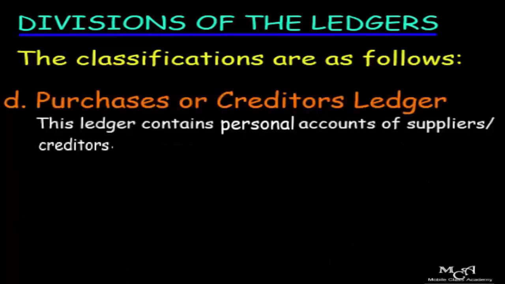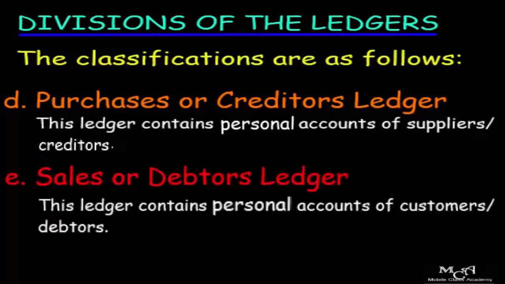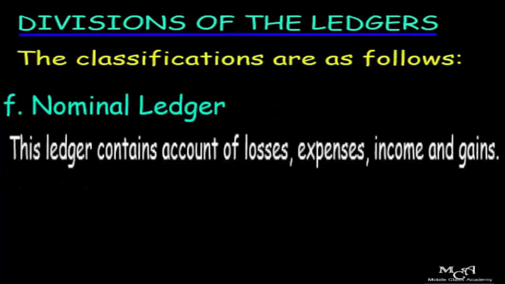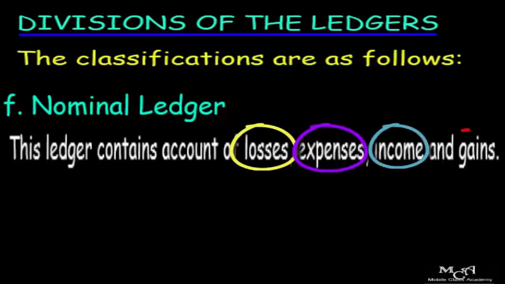D. We look at purchases or creditors' ledger. This ledger contains personal accounts of suppliers or creditors. E. Sales or debtors' ledger. This ledger contains personal accounts of customers or debtors. Lastly, on division of ledgers, we have nominal ledger. This ledger contains accounts of losses, expenses, income, and gains.